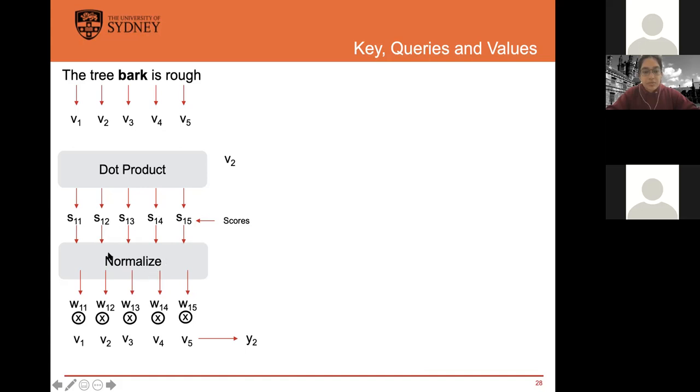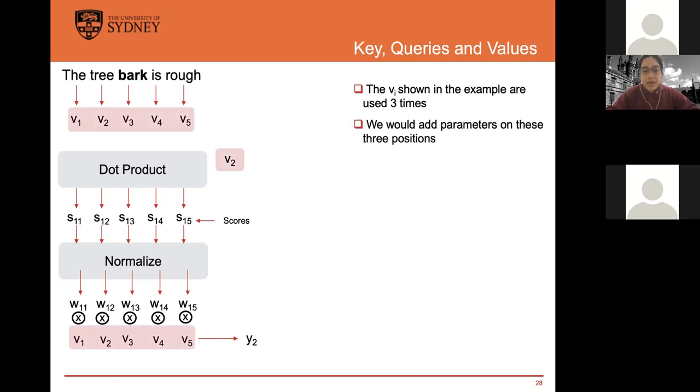Again, we normalize this score. We get W21, W22, W23, W24. We multiply each weight with the vector, and adding these up, we get a vector with more context to it. So if you note here, these vectors vi are represented thrice in this example. Once here, once here, and once here, right?